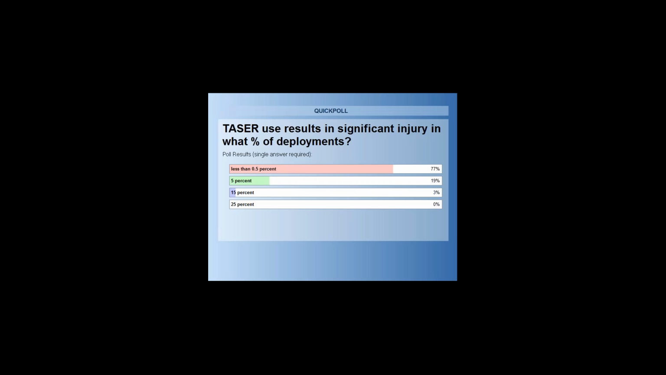All right, so the results are up. 77% of you attending said that less than 0.5% of deployments of a taser result in significant injury. That's a correct answer. They have been shown to be relatively safe devices when it comes to the safety of both the patient and those responding to the complaint.